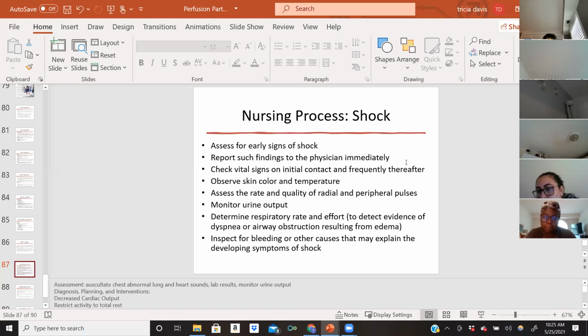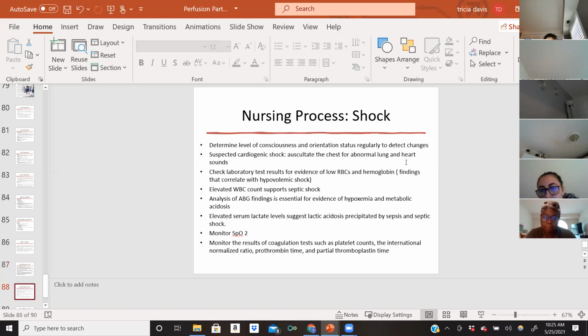So looking to see if there's blood in the urine, looking to see if they just had a surgery, where's that surgical incision? Is there any blood coming from there? Could it be internal bleeding? Do they have a GI bleed? Maybe we're going to look at their stool. We're going to send off a stool sample. Really look at those other causes. We're going to determine the level of consciousness and orientation of our patients on a regular basis so we can detect those changes early.